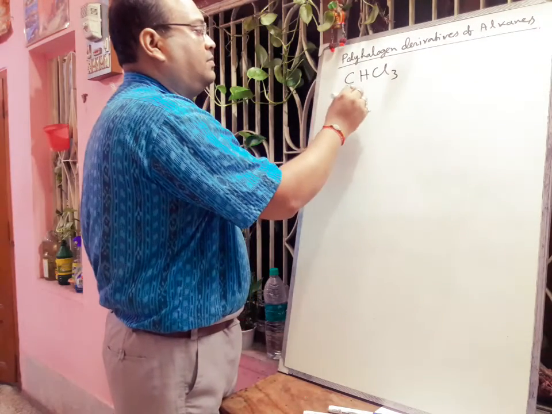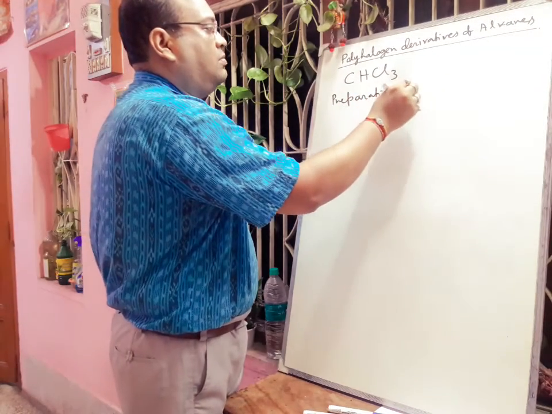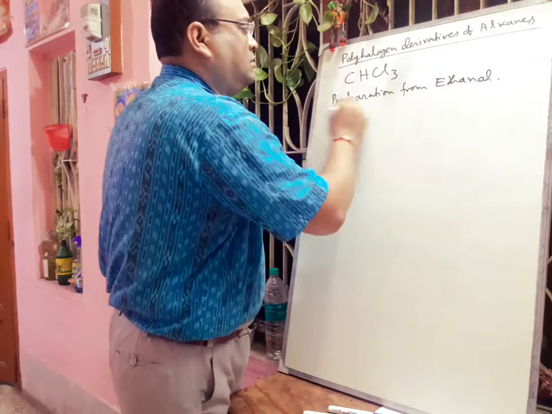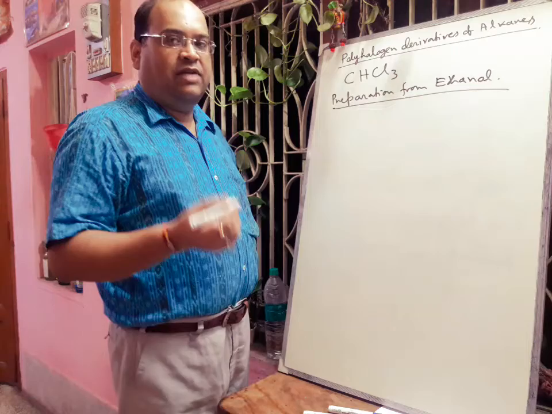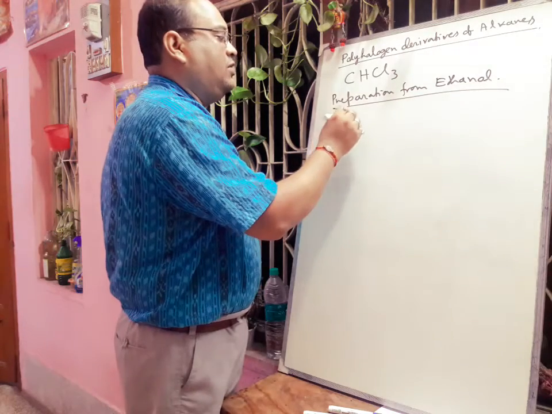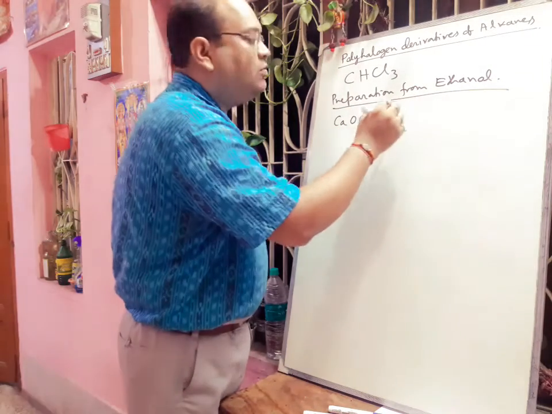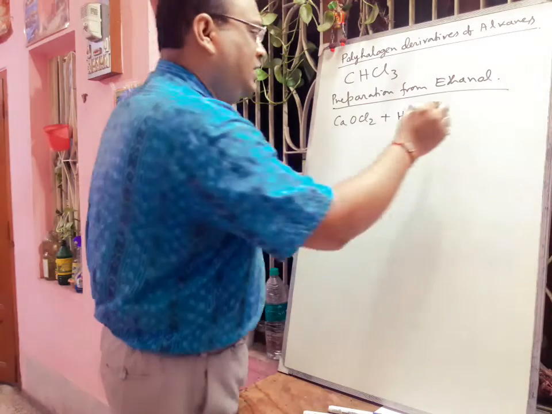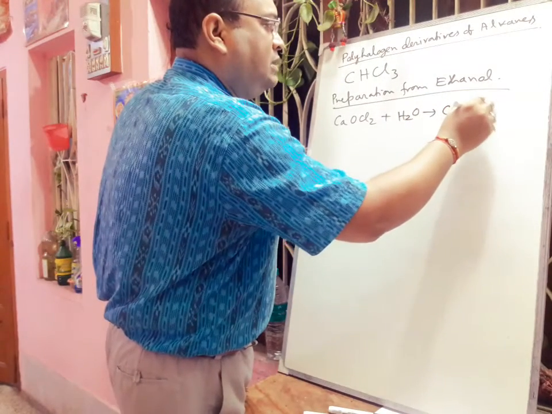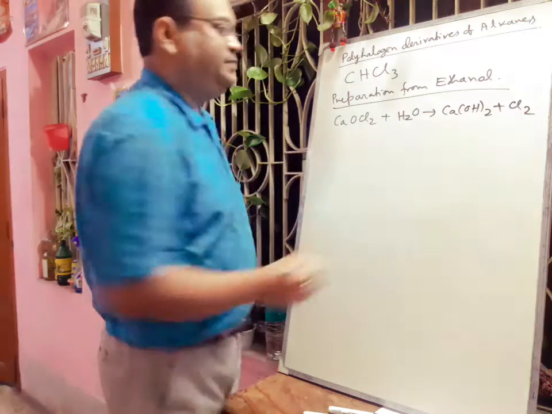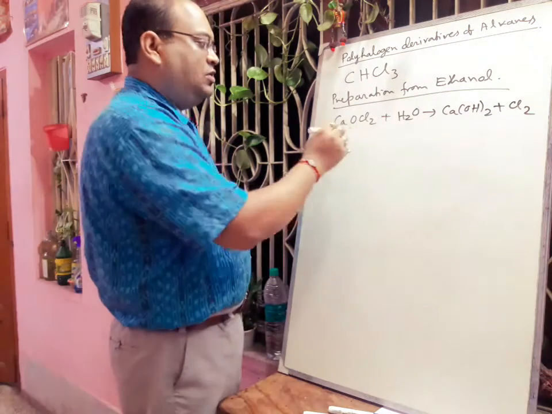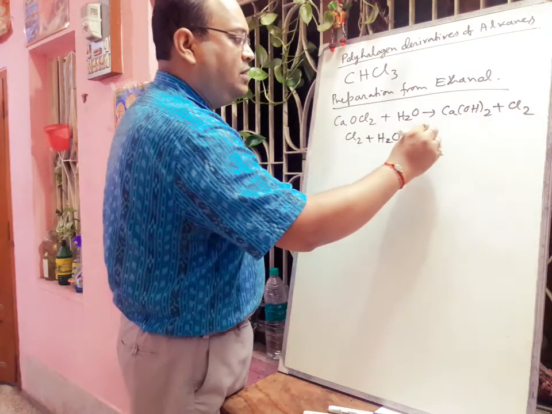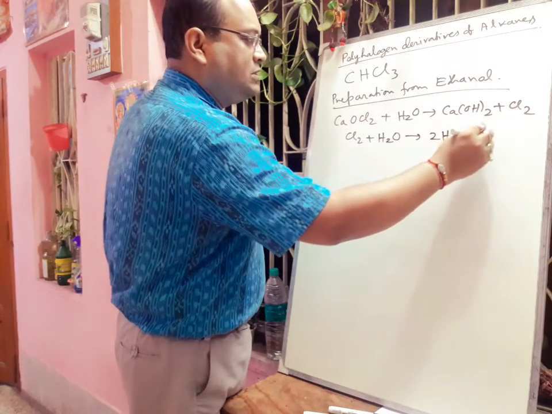Preparation from ethanol. First, bleaching powder will react with water. CaOCl2 will react with water. We know that it will form calcium hydroxide and chlorine gas. Now this chlorine gas will react with water, forming 2HCl and nascent oxygen.